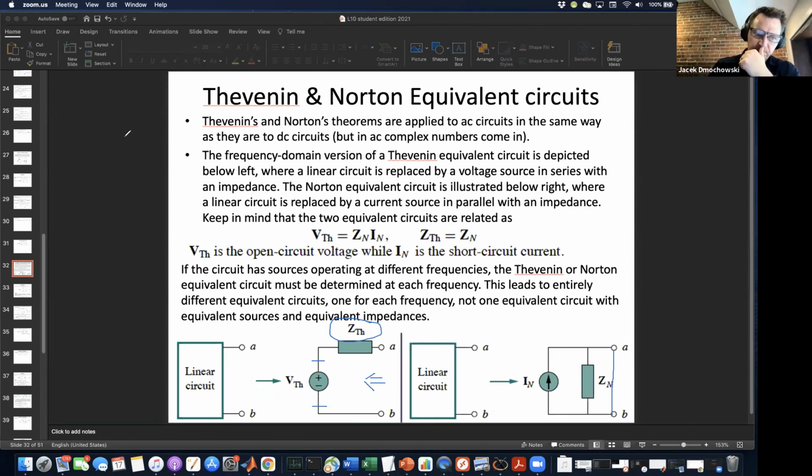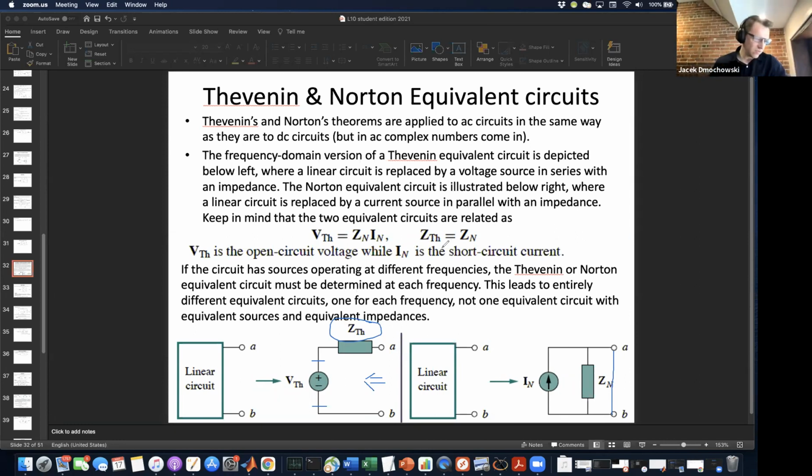So there's two steps. Step number one is to disconnect your independent sources and solve for ZTH. If there's a dependent source in the circuit, you don't disconnect that. Instead, you apply a test voltage across terminals A and B, and then you use Ohm's law. And then step two is to solve for VOC in the case of Thevenin, or solve for the short circuit current between A and B in the case of Norton. And once you have two of the three properties, you can use Ohm's law to get the third.